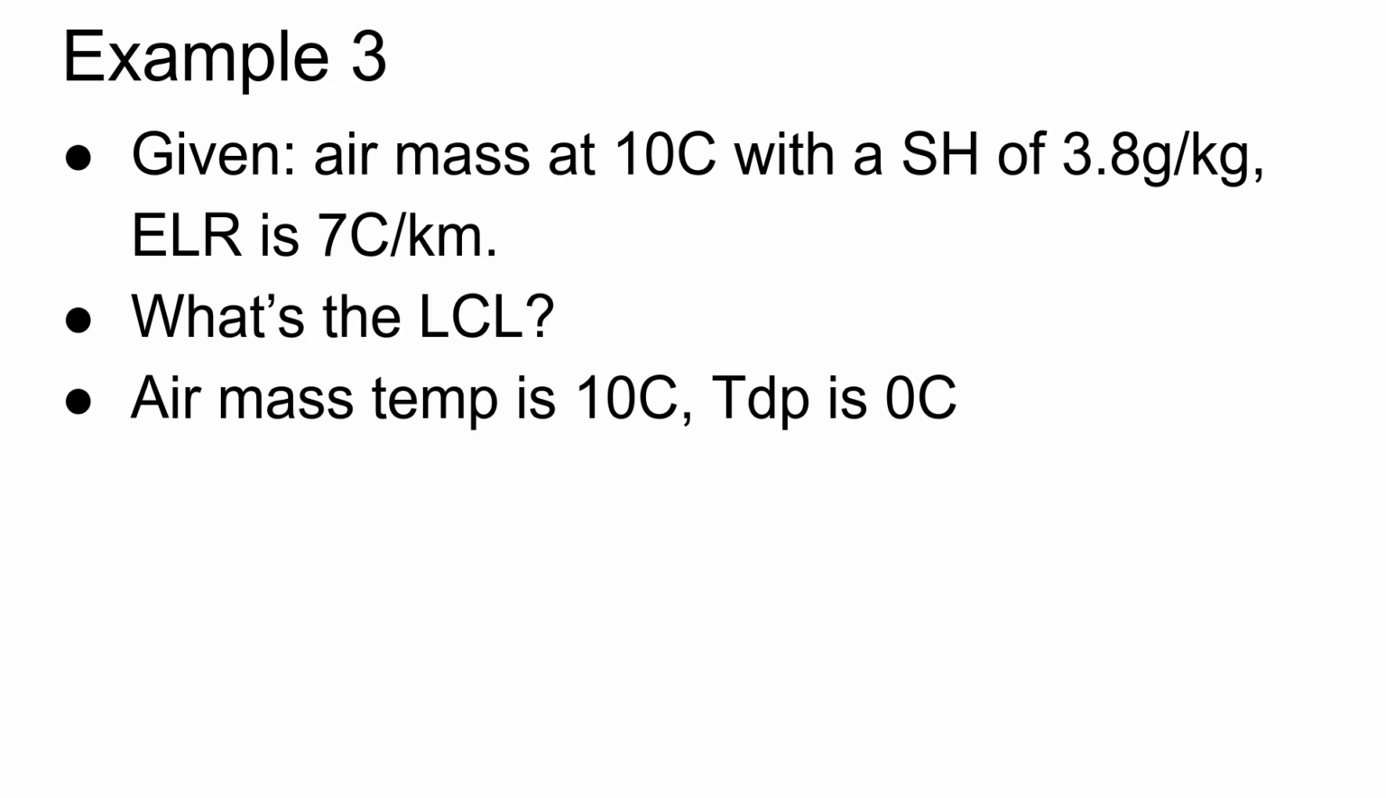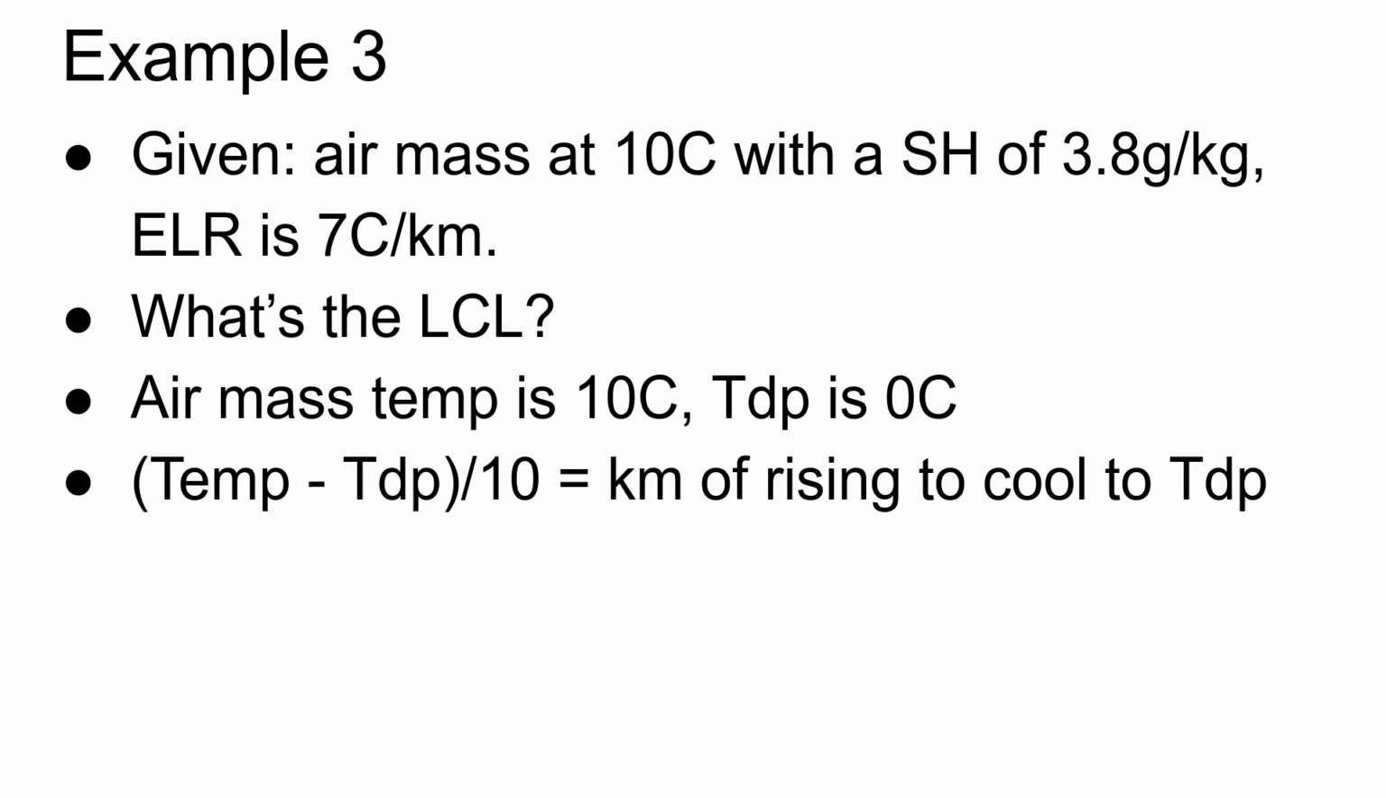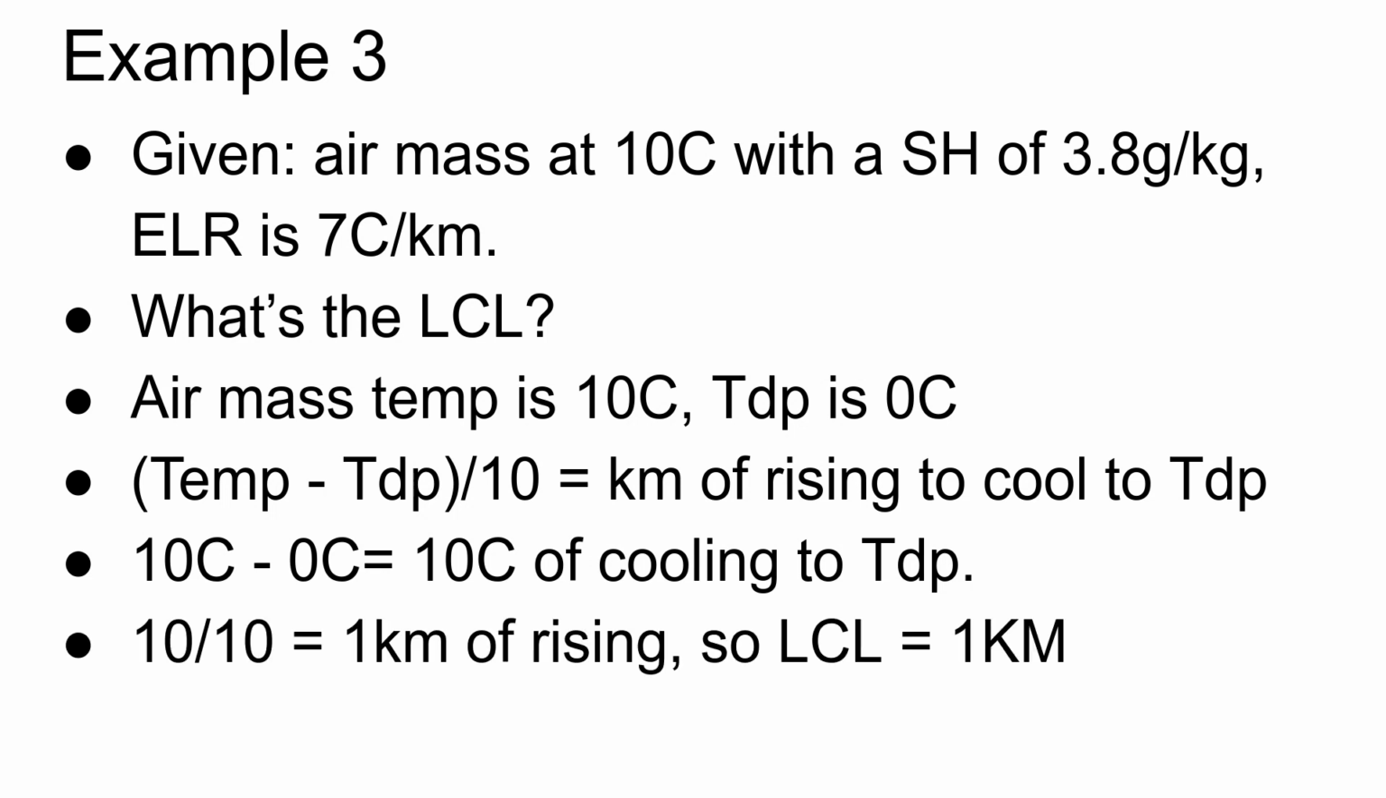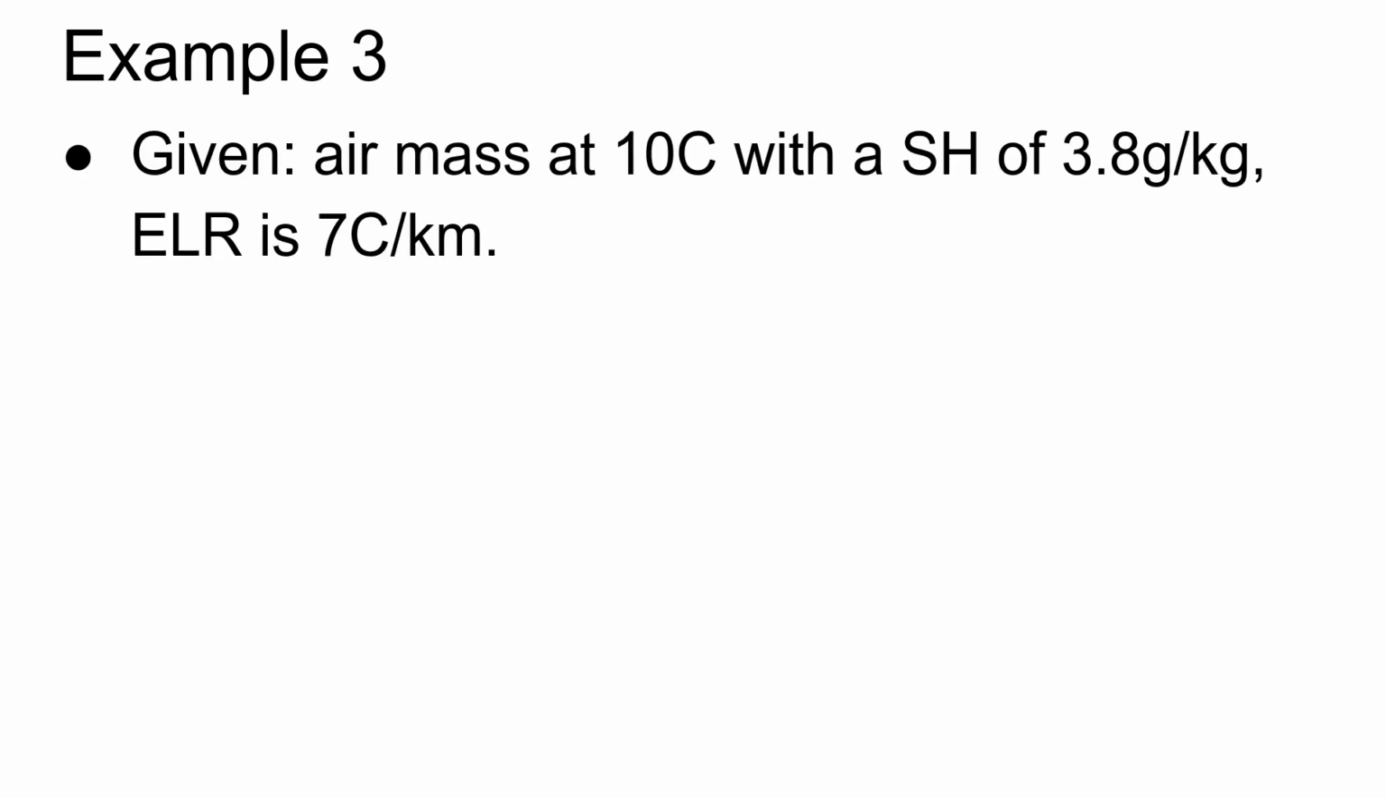Temperature on the ground is 10. Dew point temperature is 0. 10 divided by 10 is 1. So temperature on the ground minus the dew point, 10 minus 0, is 10 Celsius of cooling. So 10 degrees of cooling divided by the rate of cooling of 10 degrees per kilometer gives us 1 kilometer of rising. So the lifting condensation level is 1 kilometer.